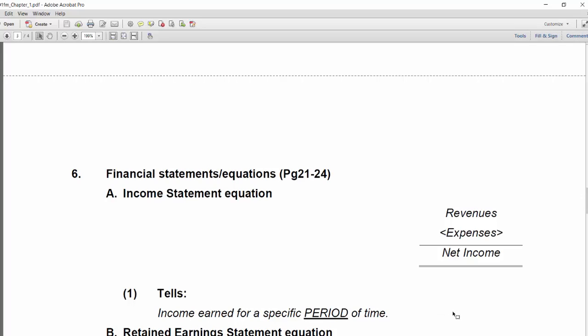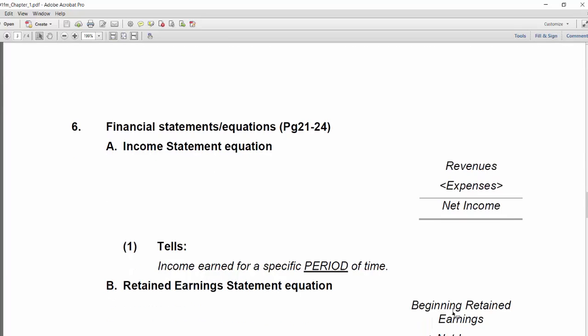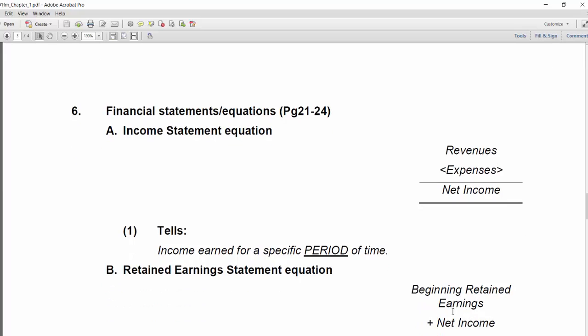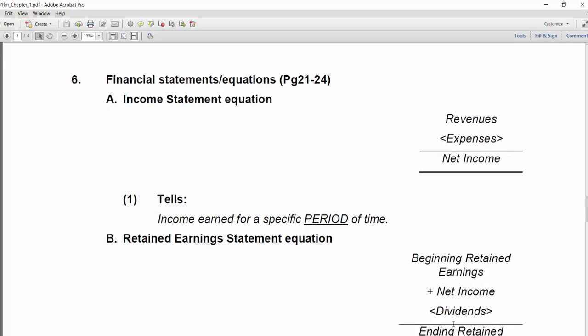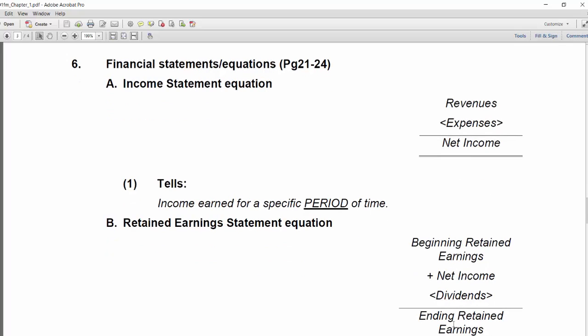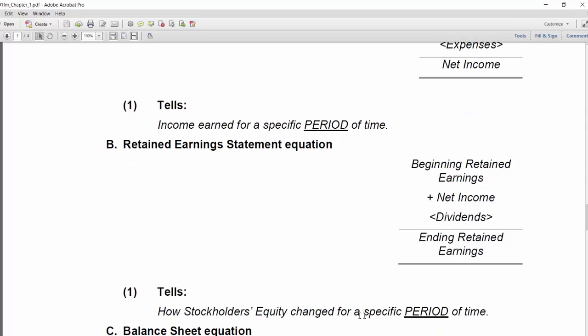The retained earnings statement is next in line for preparation. It starts out with our beginning retained earnings from a preceding period, and we add net income or subtract net loss if we've had a net loss, subtract any dividends, and we'll get ending retained earnings. So this tells us the things that had an impact on retained earnings for a specific period of time.